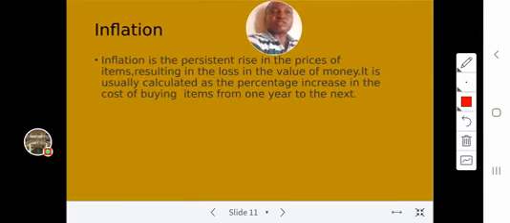Now let's talk about inflation. Inflation is the persistent, take note, persistent rise in the prices of items, resulting in the loss in the value of money. Loss in the value of money, not item this time around. It is usually calculated as the percentage increase in the cost of buying items from 1 year to the next.